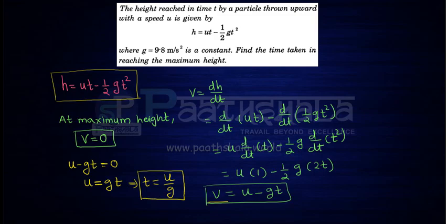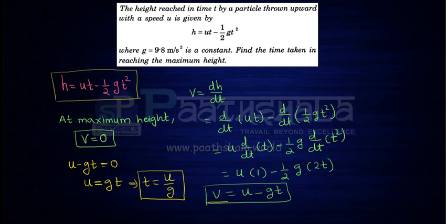And we know that g is 9.8. So t will be u upon 9.8. So the time taken to reach the maximum height is simply the initial speed u divided by the acceleration due to gravity, which is 9.8 meters per second squared.